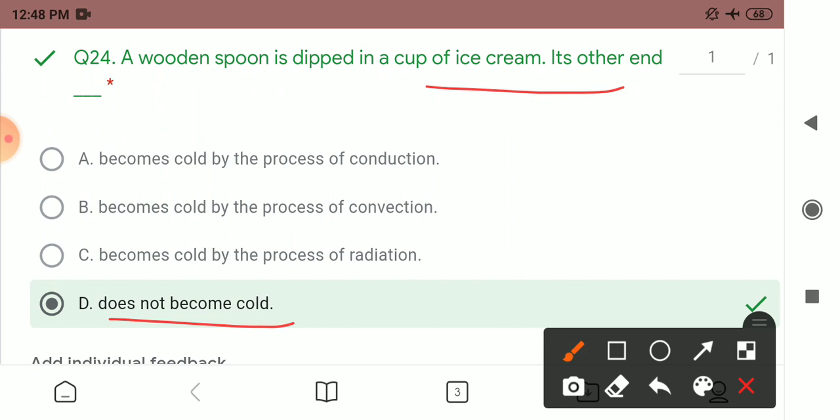The other end of the wooden spoon does not become cold, because we had seen that wood is a poor conductor of heat. The heat transfer will not take place easily in wooden objects, so we cannot feel the other end cold. So that's why here your answer is option D.